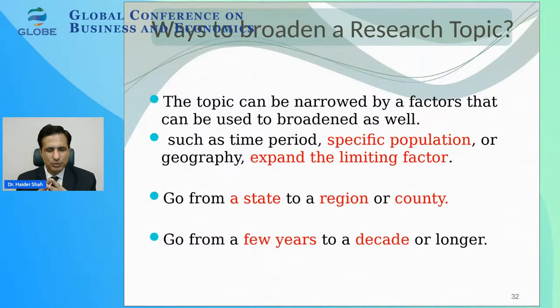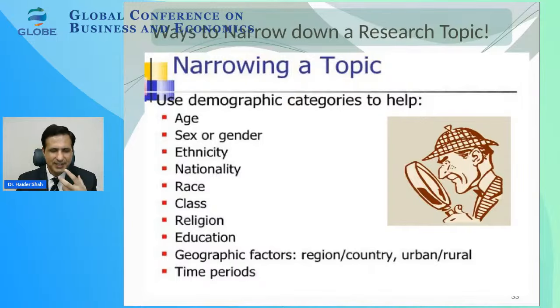What we usually do is go from state to region, for example, or to country. This is how we broaden it. From a few years to a decade or even longer, we can use these key elements to broaden the topic. So let me explain it in more detail. We can narrow down a topic, or we can broaden our topic, based on demographics. For example, we can narrow the topic by targeting a particular age for investigating the phenomenon.